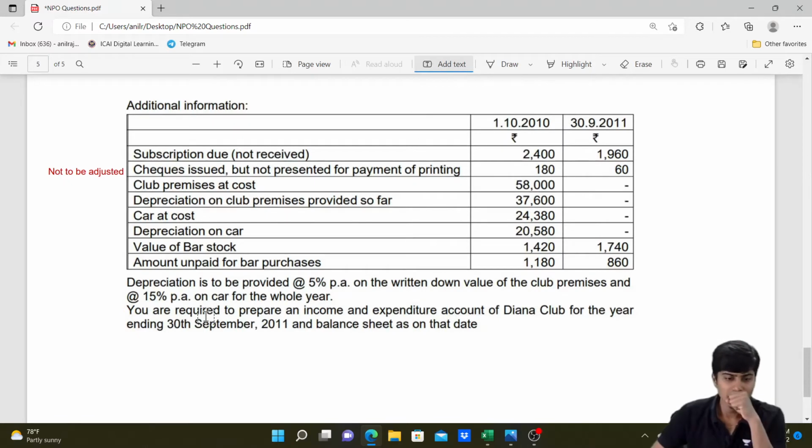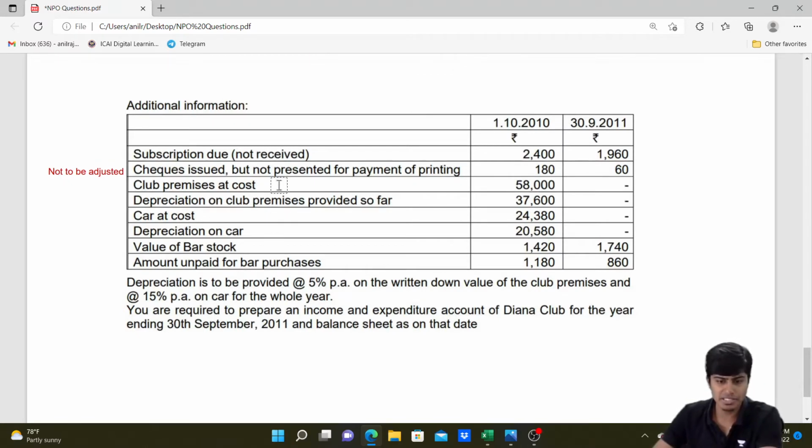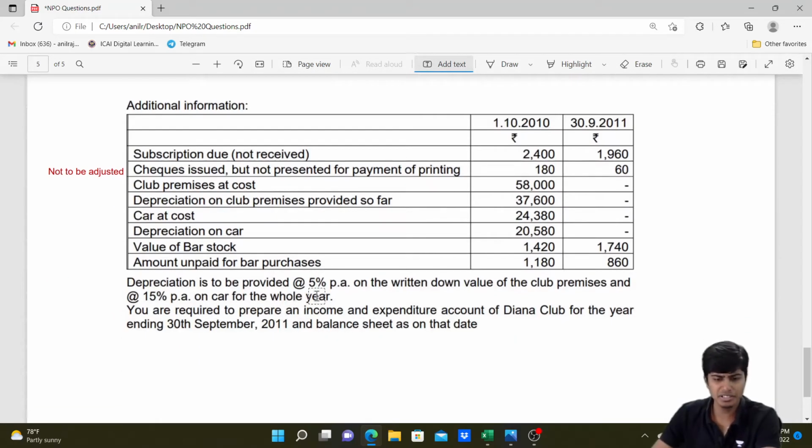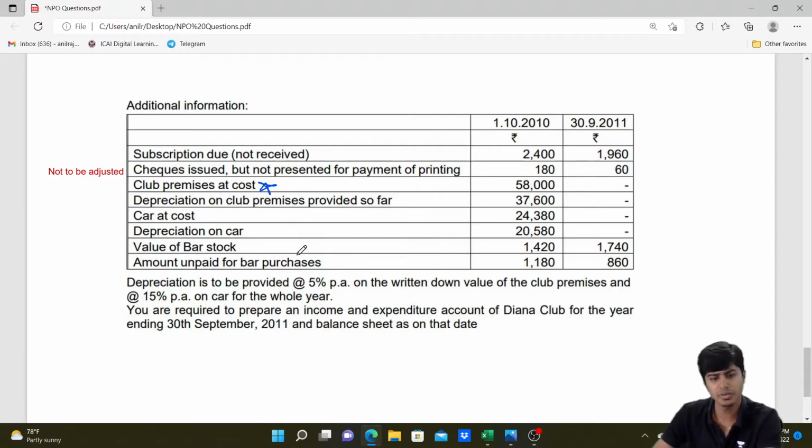Got it? Then we have club premises. 58,000 is the opening. I don't think there is anything here. There might be depreciation here. There is some depreciation here. So we'll write this in the inner column and then depreciate. We'll put the star here only. See, here only there is accumulated depreciation. We'll adjust it. Then we have car at cost.